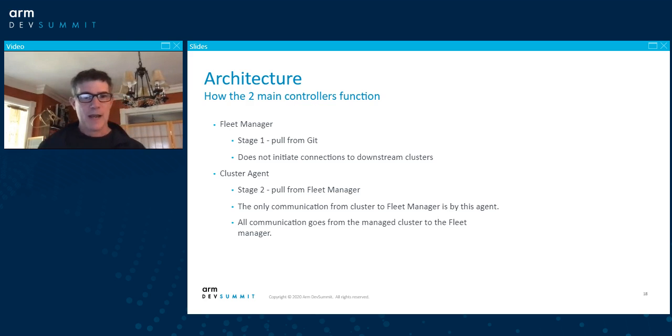So early on, I mentioned the manager, the fleet manager, and the cluster agent, right? The way they function together is that the manager pulls its bundles from the Git repository, and the agent pulls the specifics as a bundle deployment from the manager. This means that managed clusters can run in private networks and behind NATs. The only requirement is the cluster agent needs to be able to communicate with the Kubernetes API of the cluster running the fleet manager.